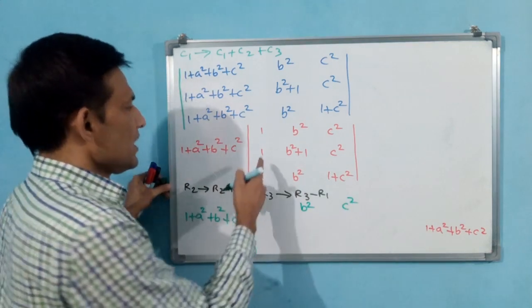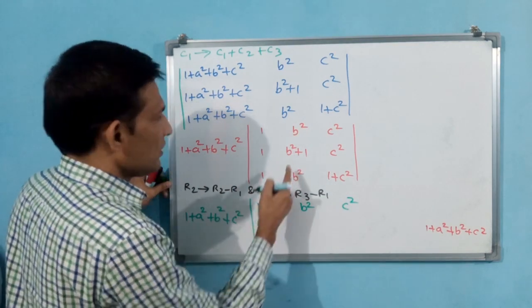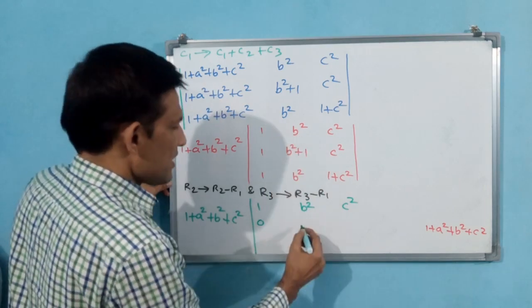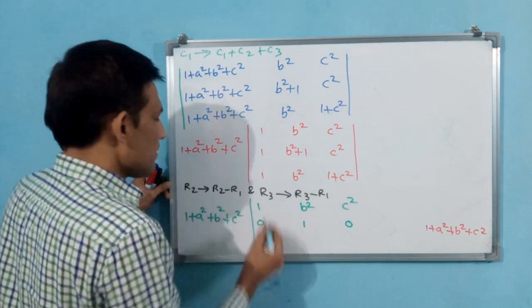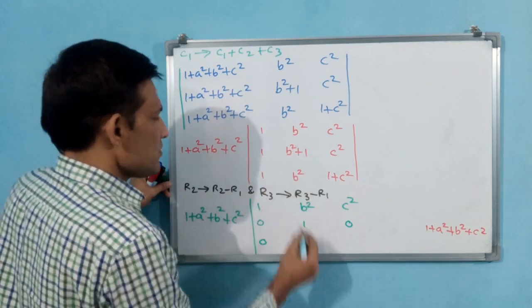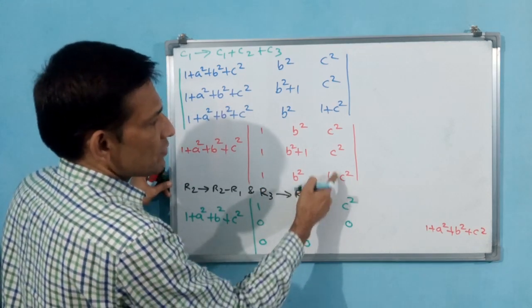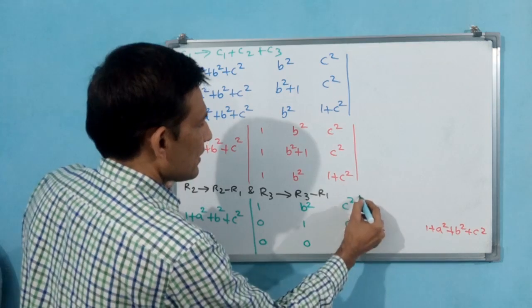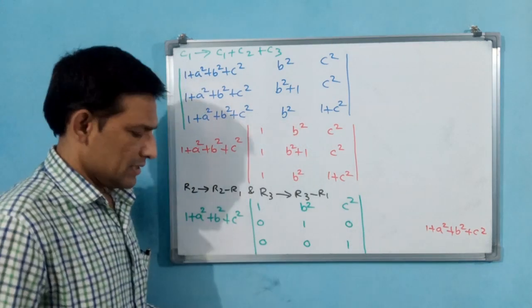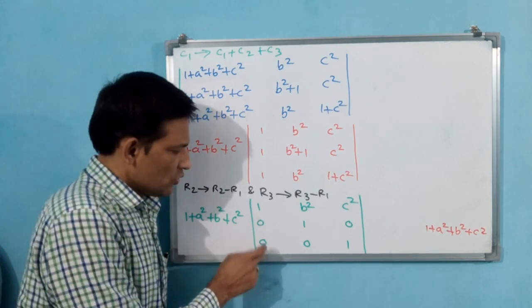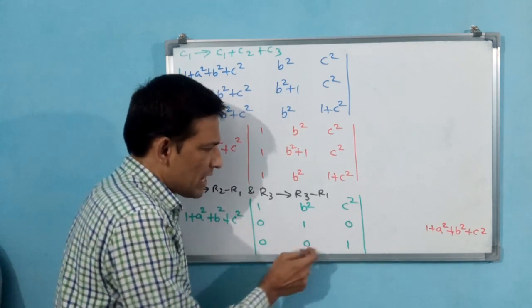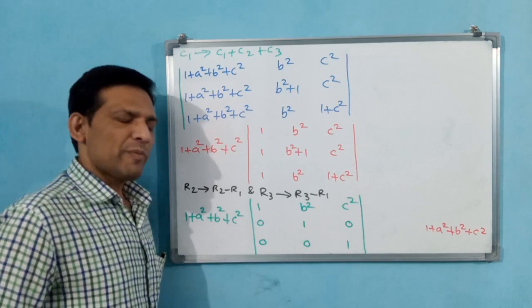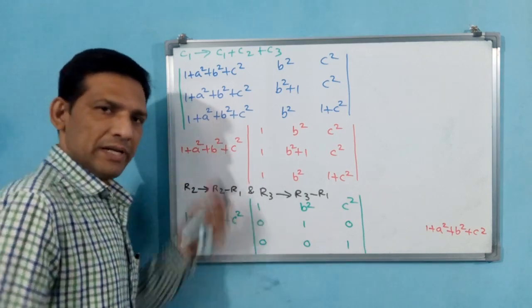Like this only. Now this 1 minus 1 is 0. B square plus 1 minus B square is 1. C square minus C square is 0. 1 minus 1 is 0. B square minus B square is 0. 1 plus C square minus C square is 1. Now you see here two zeros are there. That means you can expand by column 1. 1 into 1 minus 0, 1 minus 0 is 1. 1 into 1 is 1. Like that you can write.